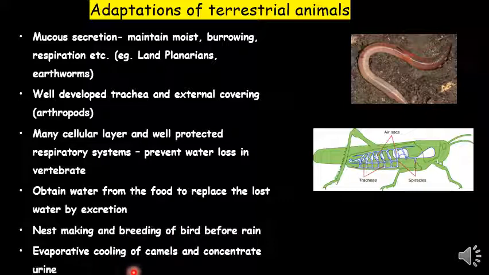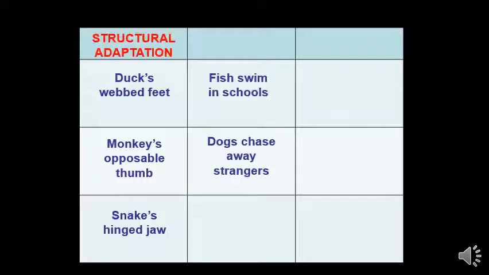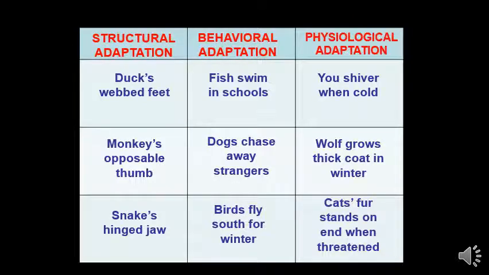And if you take camels, they have a very well developed evaporative cooling mechanism, and to prevent water loss they excrete concentrated urine. So these are some adaptations of terrestrial animals. Again, if we get into each and every category, you will get to know different types of adaptation according to the environment they are living in. So let us just generally recall what structural, behavioral, and physiological adaptations are. I want you guys to go through this table and learn by yourself.